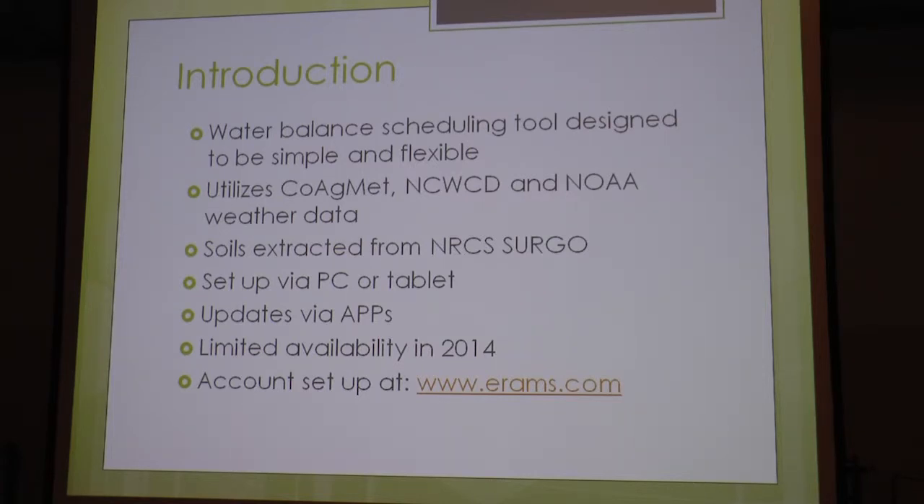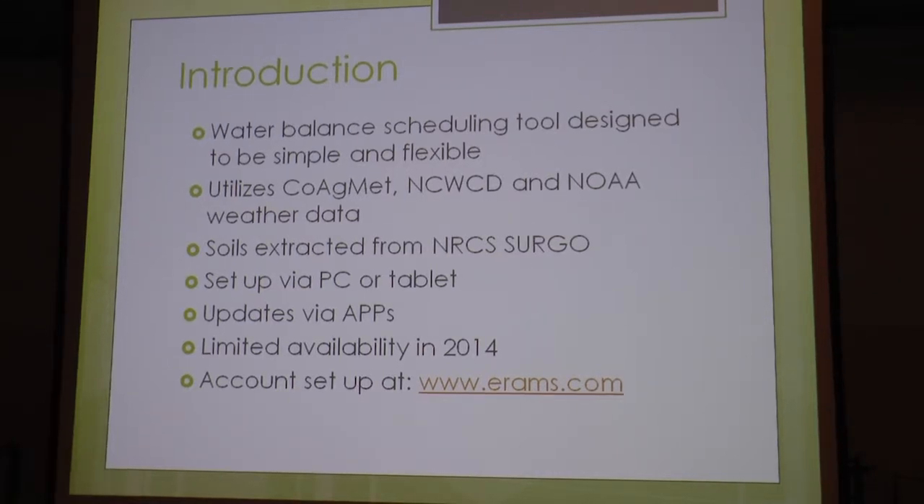Excited about that. The tool I'm going to show you is a simple water balance scheduling tool. We hope it's relatively simple. It's designed to be flexible. We use weather data from COAGMET, the Colorado Agricultural Meteorological Network, which has stations over here, Northern Water, which doesn't have stations over here, obviously that's an East Slope thing, and NOAA weather data from the National Weather Service. And it extracts soil information automatically from NRCS survey maps, which are essentially your soil survey maps online.